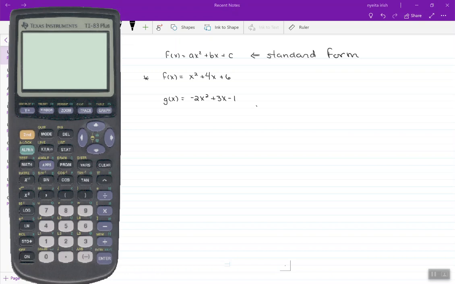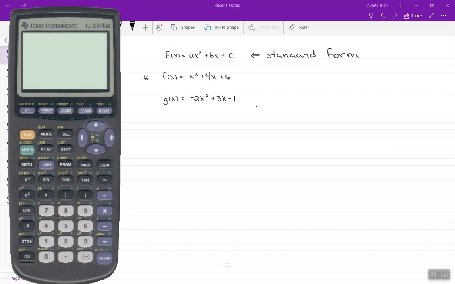In this section, we're talking about quadratics, and the graph of a quadratic, a degree 2 equation, is a parabola. And our parabola in standard form is ax squared plus bx plus c. So I have two equations here, two functions that are in standard form.